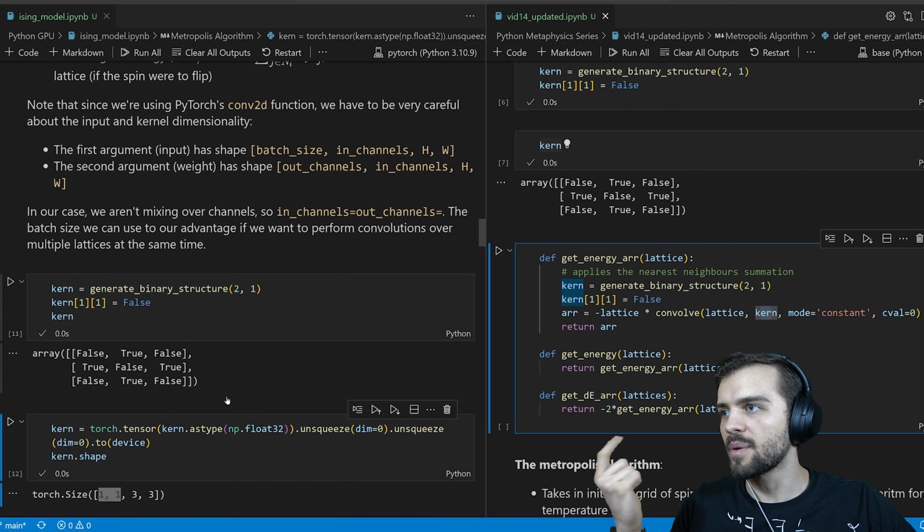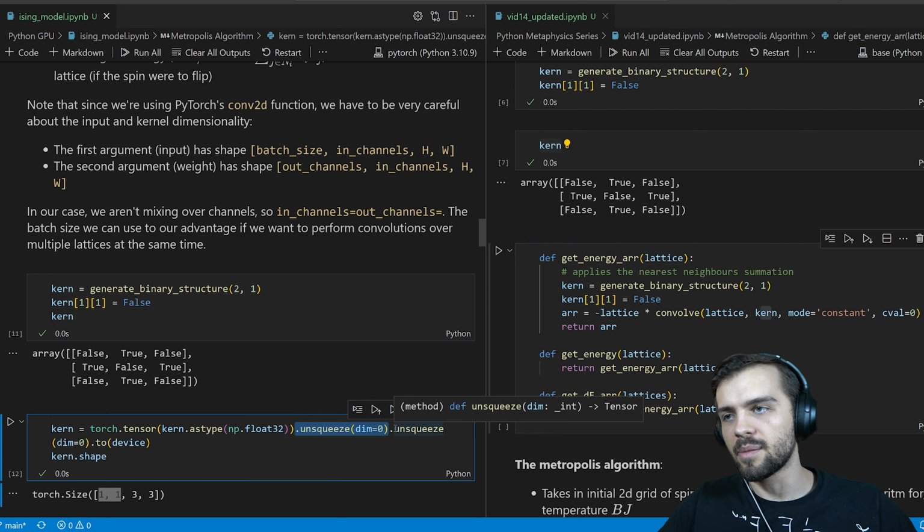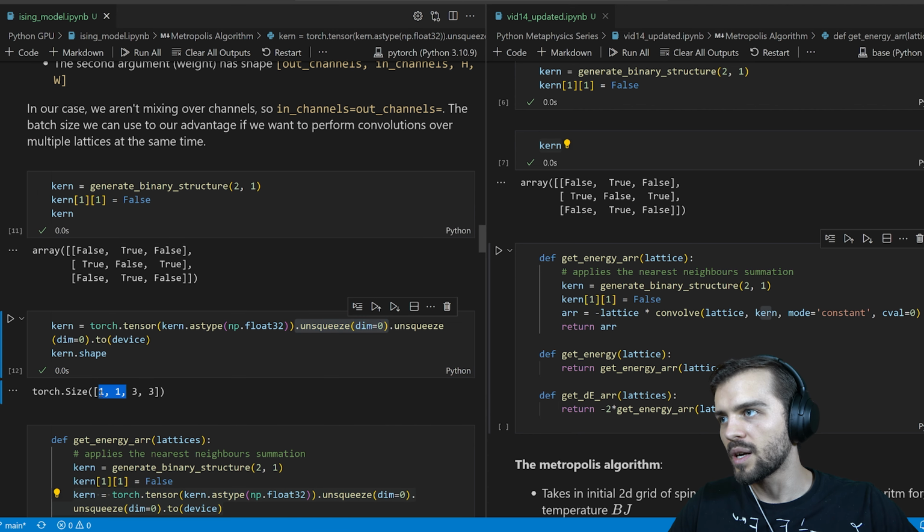And that's why I generate these two additional dimensions. The way I generate that is just by unsqueezing. That puts a dimension at the beginning, and then unsqueeze again. That puts another dimension at the beginning. And that's why I have these dimensions of 1 and 1 here.